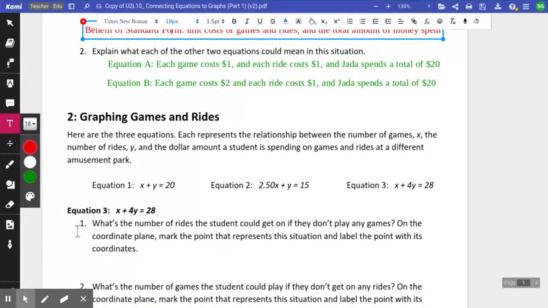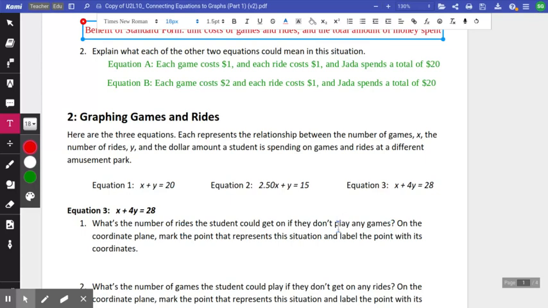Number 1, the first question we want to answer is: what is the number of rides the student could get on if they don't play any games? If this is describing the money you have and the cost of games and rides at the amusement park you choose to go to, how many rides could you get on if you do not play a single game? Think through that now.